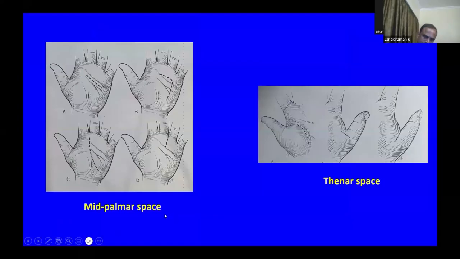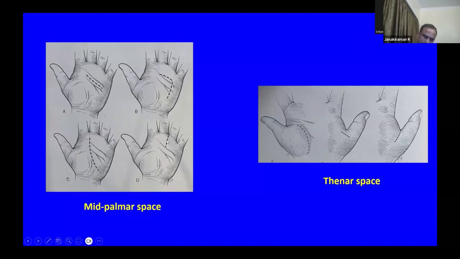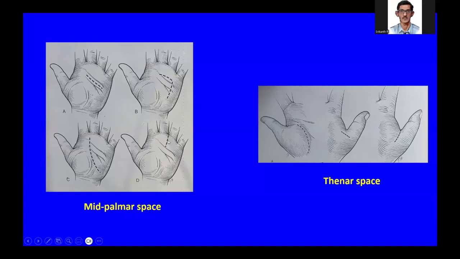So, for mid-palmar space infections, there are multiple incisions that can be used, and one does need to remember the incisions need to be done in such a way that we don't damage any longitudinal neurovascular bundle-like structures. So the safest would probably be this kind of an incision or this kind of an incision. And if it is more distal in the mid-palmar space, a distal longitudinal incision can be given.